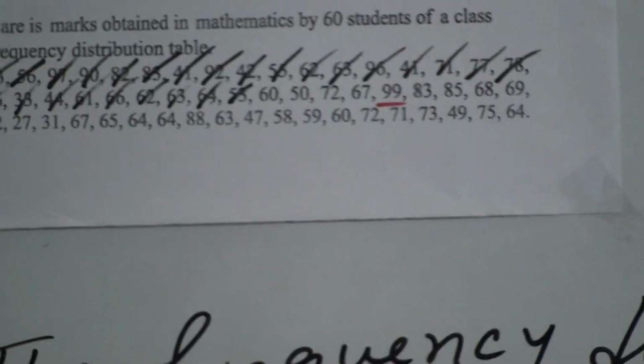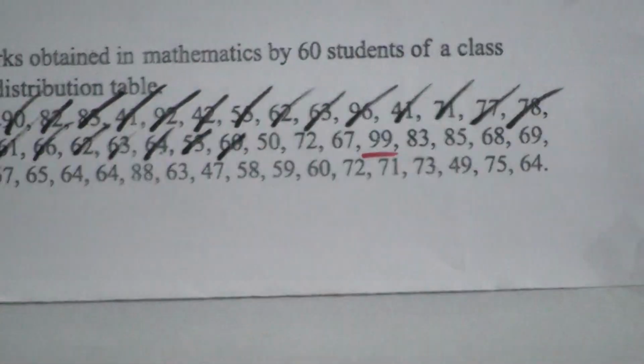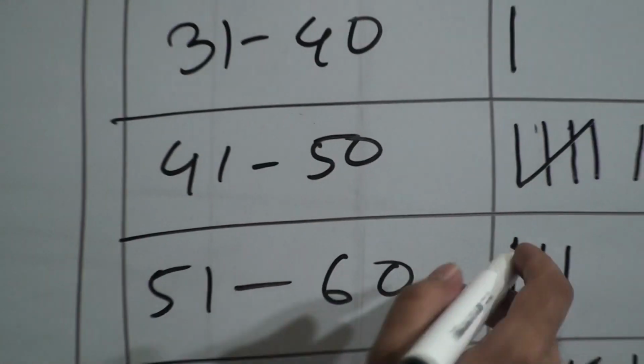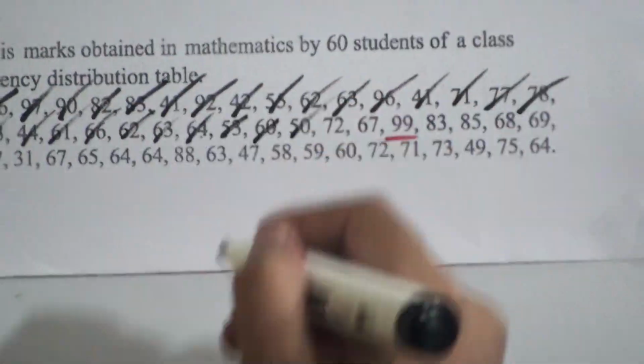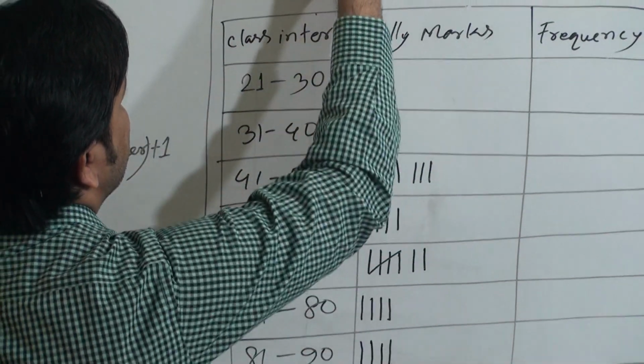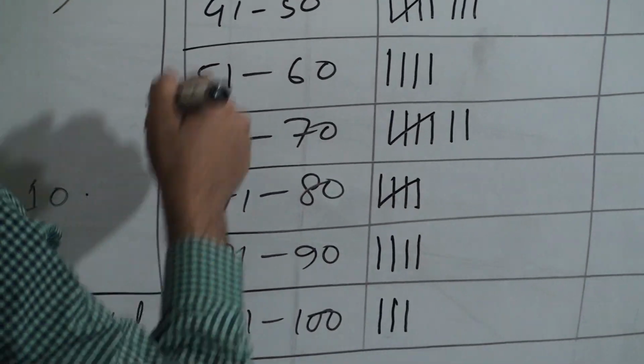Now 53. 53 is in class 51 to 60. Now 60. Here is 60. 60 is in class 51 to 60. Now 50. Where is 50? 41 to 50. Now 72. Where is 72? 71 to 80. So we have to give diagonally here.